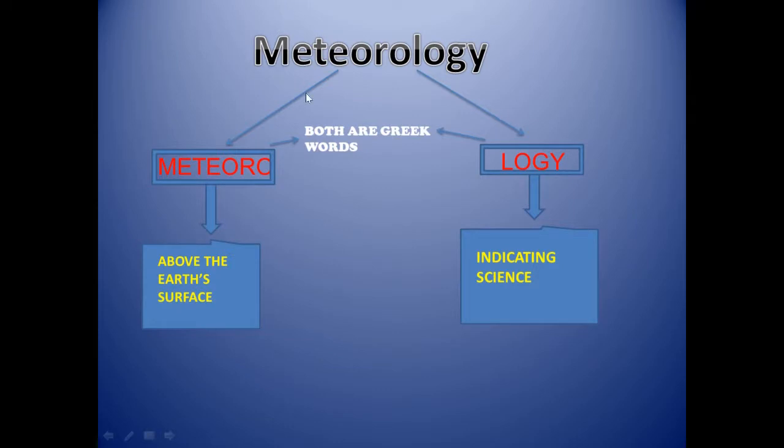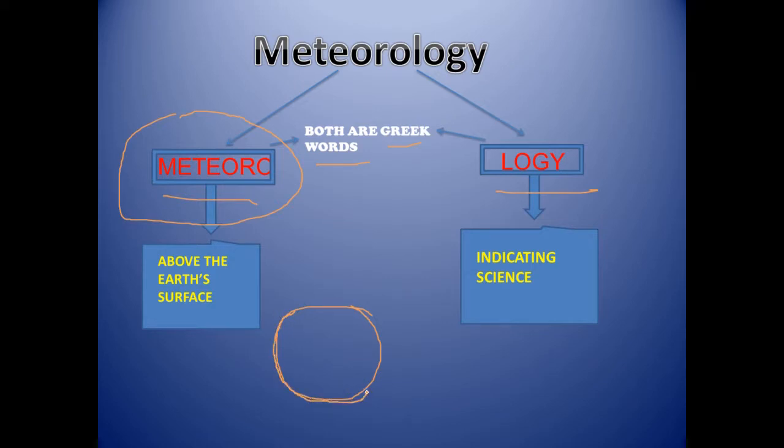Meteorology. The origin of meteorology is from two words, meteor and logy. Both are Greek words. Meteo means above the earth's surface. What does it mean? Just think this is my earth, and this is the earth's surface, the circumference of the circle.